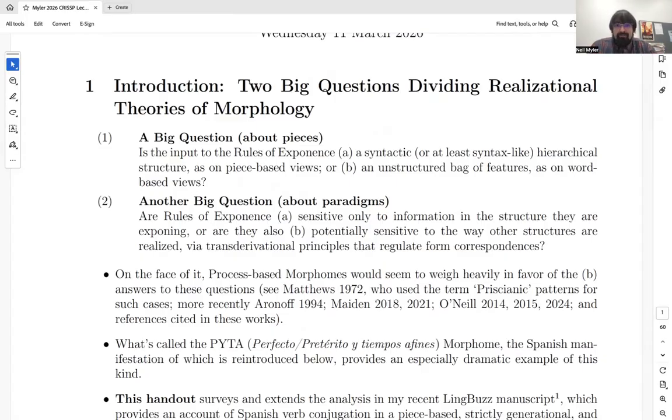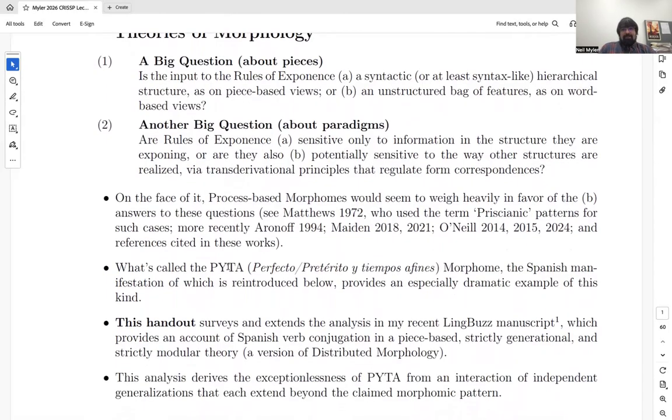More recently, of course, Aronoff 1994, whence the term morphome, and Martin Maiden and associates and students of his, such as Paul O'Neill and others, who've argued precisely this, that these argue both for a more word-based and less morpheme-based view of morphology, and also for the need of paradigms internal to the grammar itself. And an especially dramatic example of this sort is provided by the PYTA morphome.